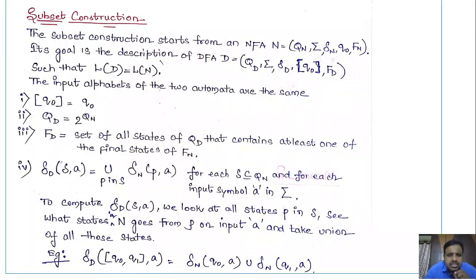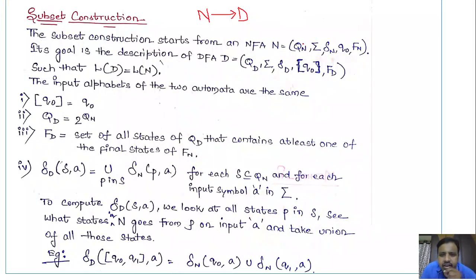So what is this subset construction algorithm? Just try to understand here. The subset construction algorithm starts from an NFA. We use the subset construction algorithm to convert the NFA into the DFA, right? So, NFA into DFA. First, consider that the given NFA is N.